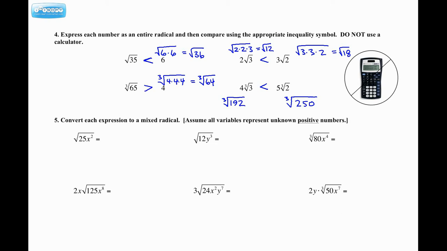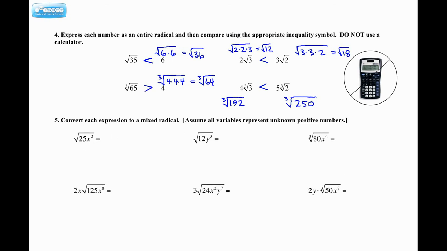Number 5. Convert each expression to a mixed radical. Assume all variables represent unknown positive numbers. The reason why I have to say that is because things get a little tricky when numbers underneath are negative, particularly with square roots. So I'm just going to cover myself and assume that all of these variables represent positive numbers. You'll deal with negative numbers in the future, so we won't worry about that now.